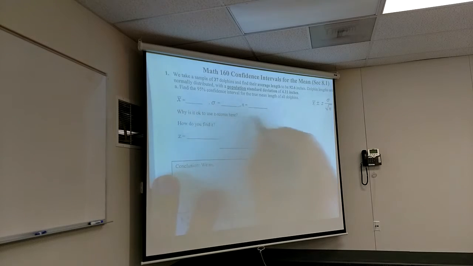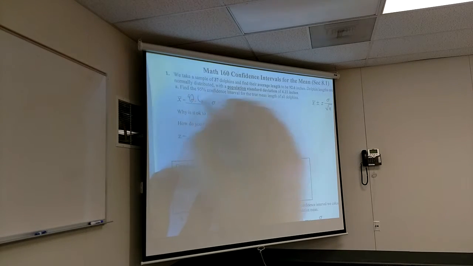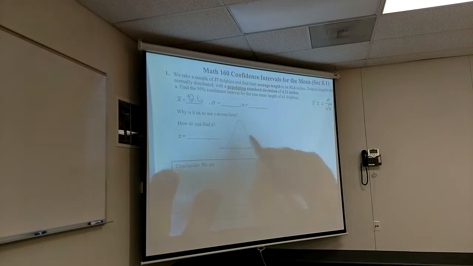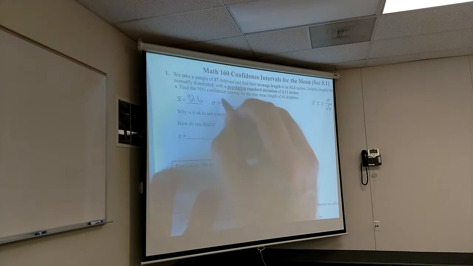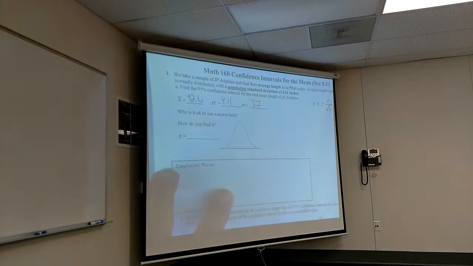So here, this is just capturing the information that I gave you. 92.6 is the average. Standard deviation is known to be 4.11, and n is 37.